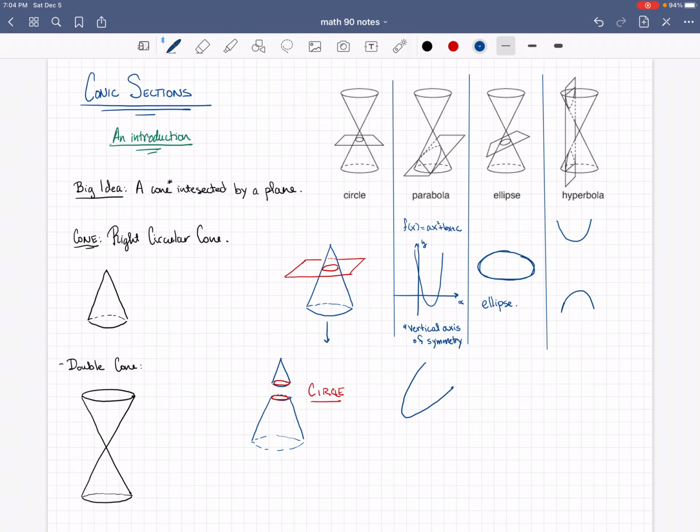So we'll talk more about that later. So what we're going to do in the next few videos is we're going to break down what can we say about these various shapes. So the circle, the parabola, the ellipse, and the hyperbola. What can we say about them, and a little bit about where they appear, both in nature and in the man-made world around us. So that's our introductory video on conic sections. In the next video, we'll talk a little bit about circles.